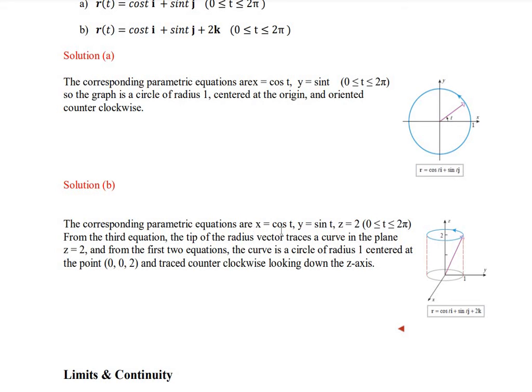Okay, then the next one: the corresponding parametric equations are x is equal to cos t, y is equal to sin t, and z is equal to 2, where t varies from 0 to 2 pi.